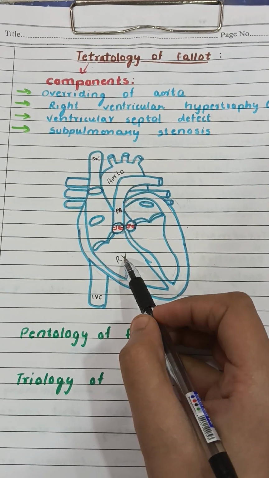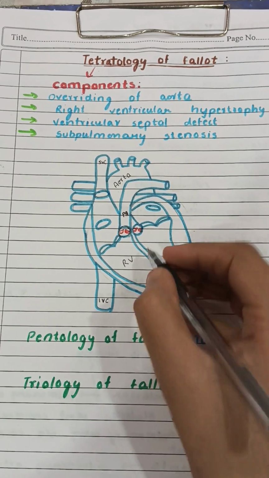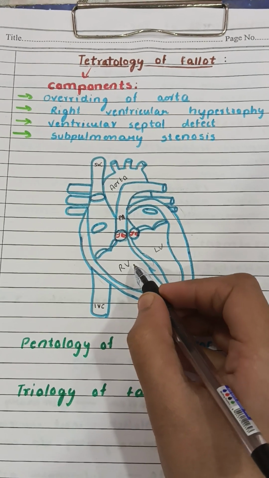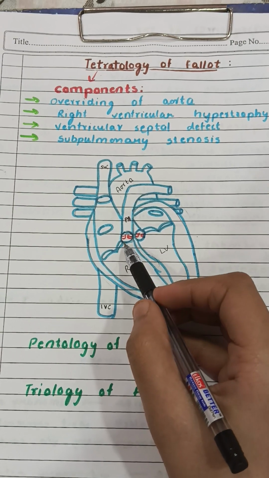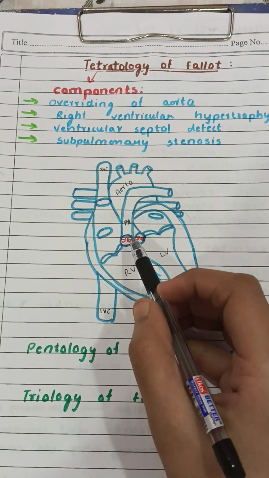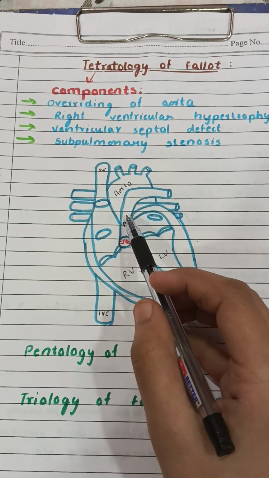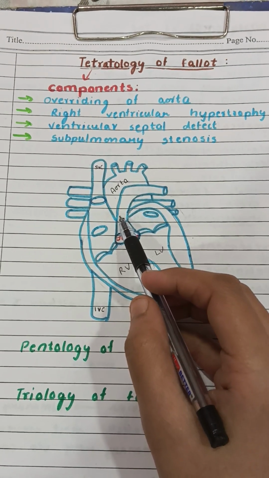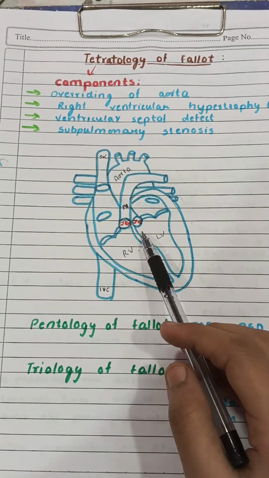Now, as we know, there is also a ventricular septal defect, that is VSD, which is present between the right ventricle and left ventricle. So the flow of blood will occur from the right ventricle to the left ventricle, as there is obstruction to the blood flow, that is right ventricular outflow tract obstruction, which will lead to decreased oxygenation. Oxygenation means blood flow to the lung will be diminished, and it will result in cyanosis. So this was about tetralogy of Fallot.